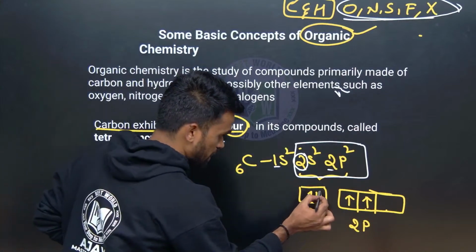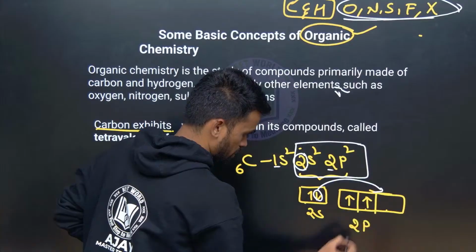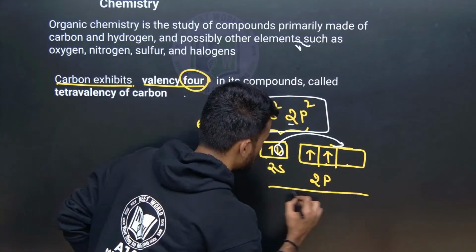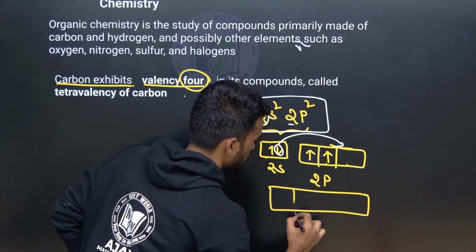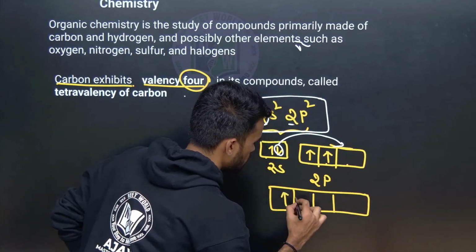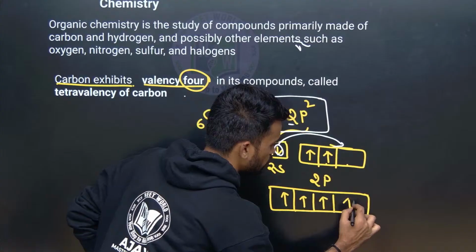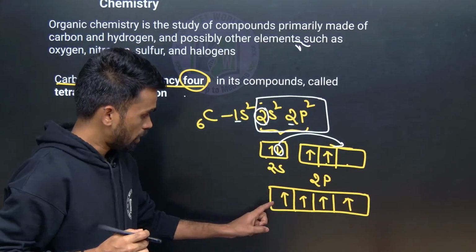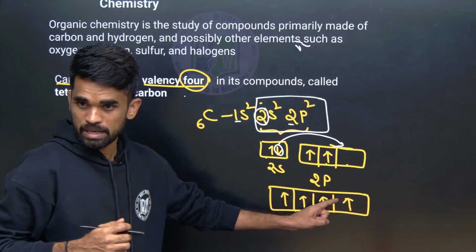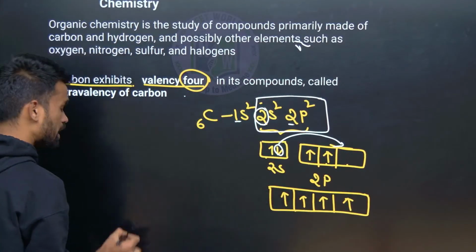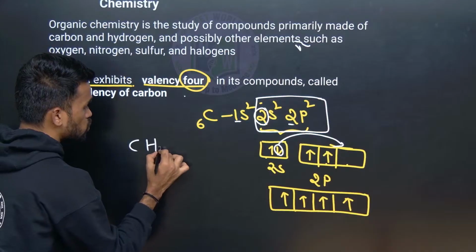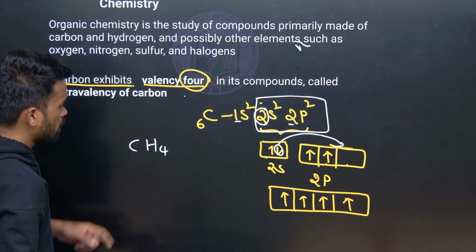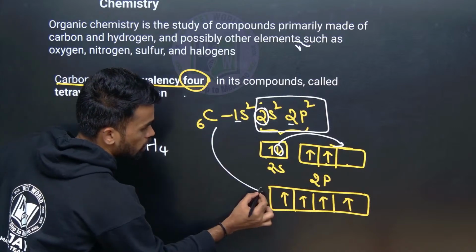Now after excitation of an electron from here to here, what are we getting? We have 4 orbitals like this: 1, 2, 3, 4, right? 4 orbitals are there. Okay. So now there is one electron in each orbital. Let us understand the formation of methane so that it will be easier to understand. Now this is about carbon.